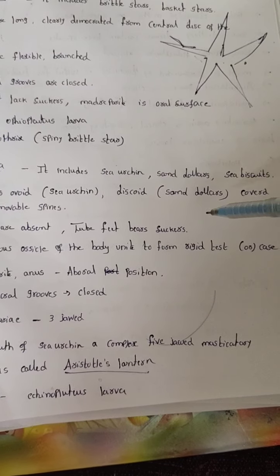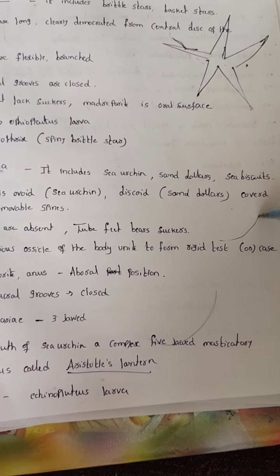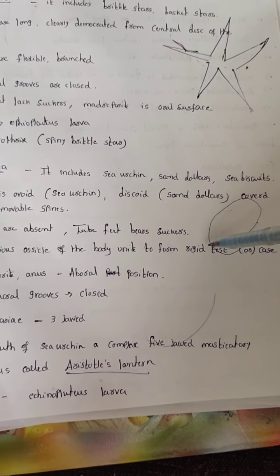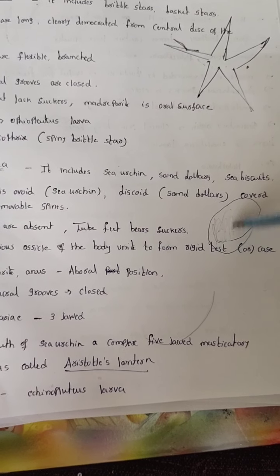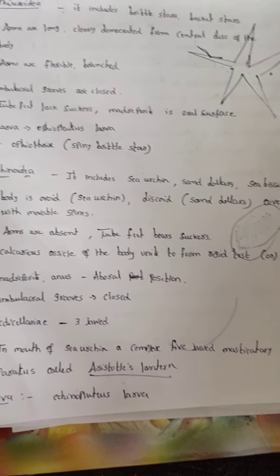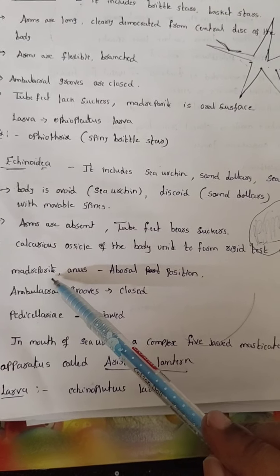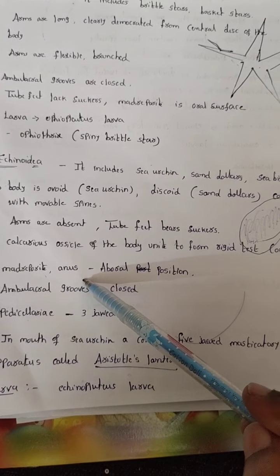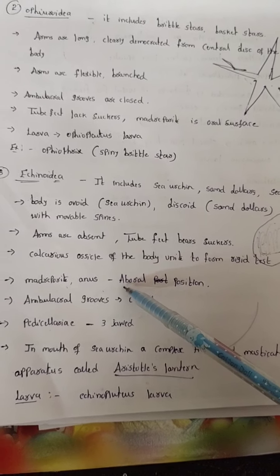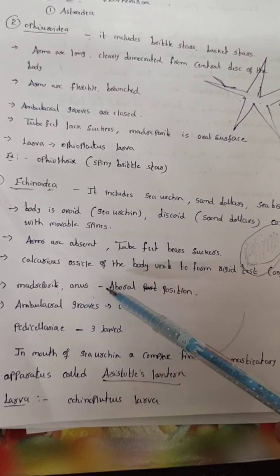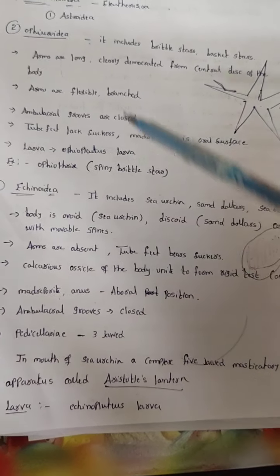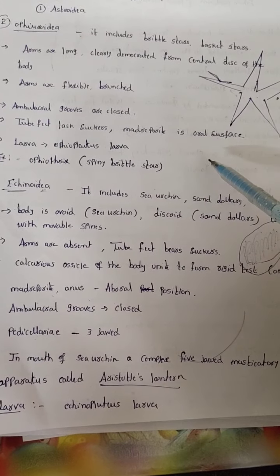It means this is a discoid one. Here the whole body is covered with a calcareous shell. This whole shell is called a rigid test or case. Madreporite and anus are present in the aboral position. That's why for Asteroidea and Echinoidea, the madreporite is in what position? Aboral position. For Ophiuroidea it is in what position? Oral position.